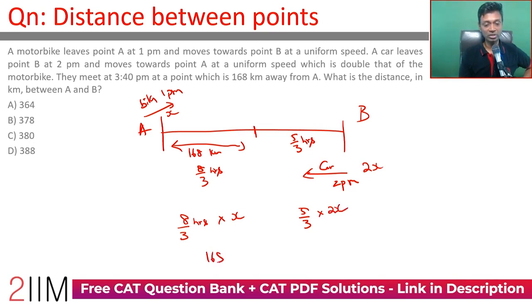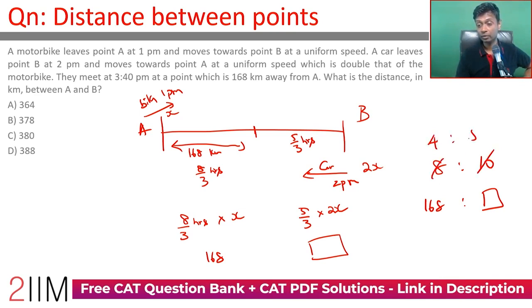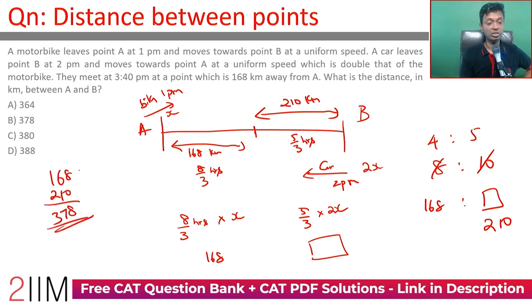8/3 into x is 168. What is 5/3 into 2x? This is what we are being asked. Fine. So 8/3x, this is 10/3. This is in the ratio 8:10. 8:10 is 168 is to what? Fine. So once we find this, we can find everything else after that. 8:10 is 4:5. This is 168. 168 by 4 is 84/2, 42. 42 into 5 is 210. This is 168 kilometers. This is 210 kilometers. The total distance between A and B is 168 plus 210, which is 378 kilometers.